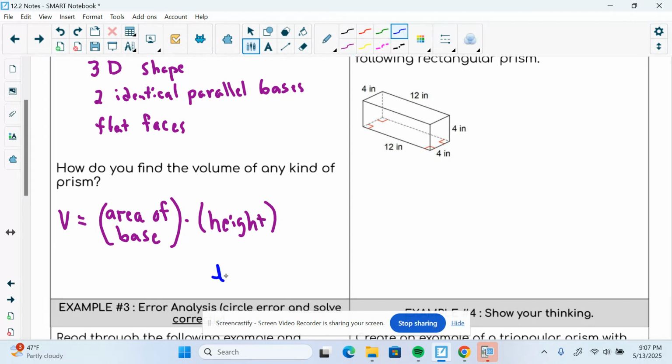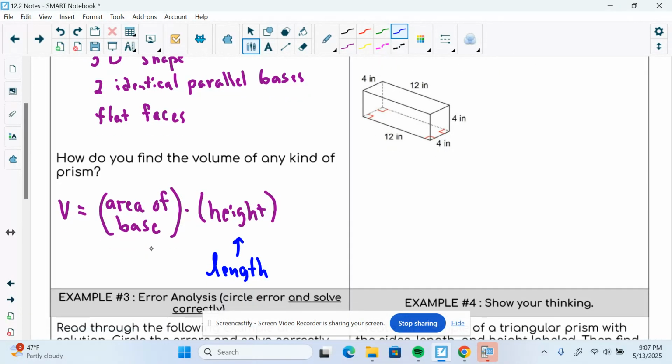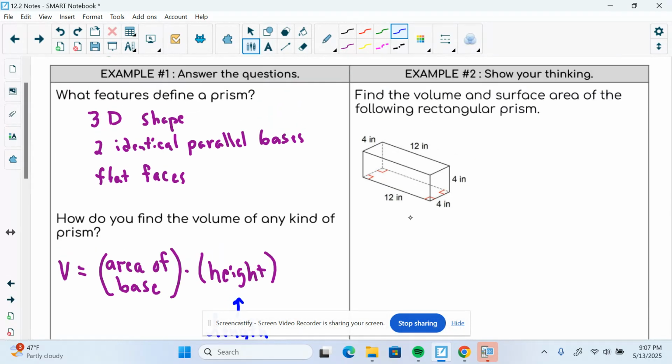Some people like to call it length because if you're talking about the height of a triangle, we don't want to get the height of the triangle confused with the height of the prism. Okay? So some people will call that the length of the prism. Area of the base times the height, or area of the base times the length. So we're going to go over to example 2.